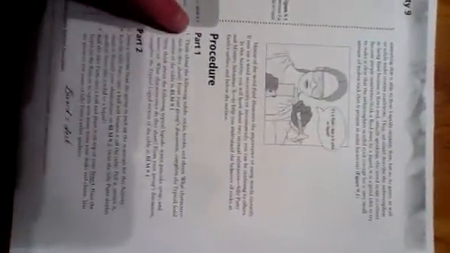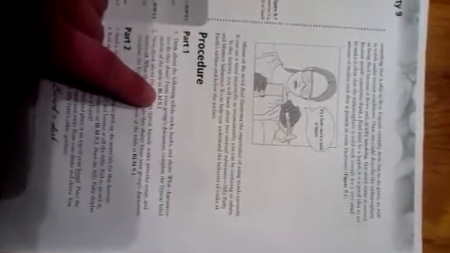Then, as you get to the procedure, Part 1, it says BLM 9.1 is where you're going to be recording some things. That is in your packet and looks like this. It has us analyze 3 solids and identify their characteristics, and then 3 liquids and identify their characteristics.